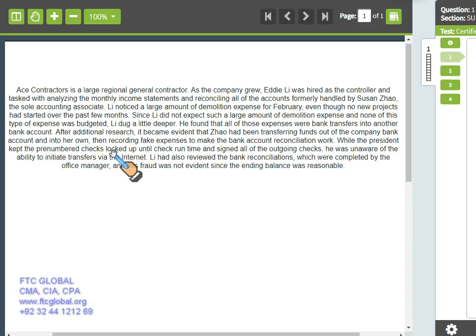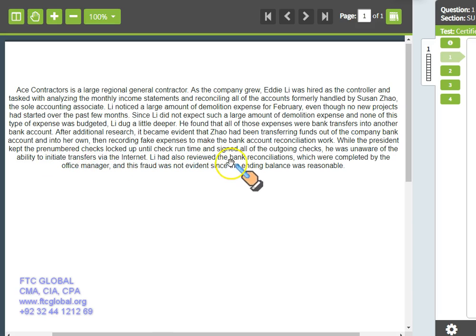The checkbook was controlled, locked up, but this is the world of IT. You don't need a checkbook to transfer funds from one account to another. E-banking, mobile banking, internet banking is all over the world. So this has happened because the president didn't know that e-transactions were taking place. He was unaware of the ability to initiate transfers via the internet.